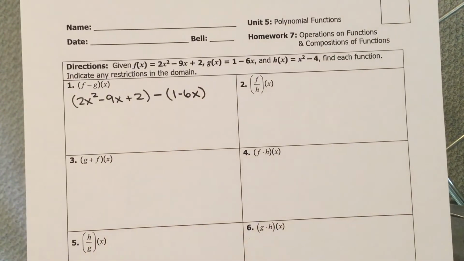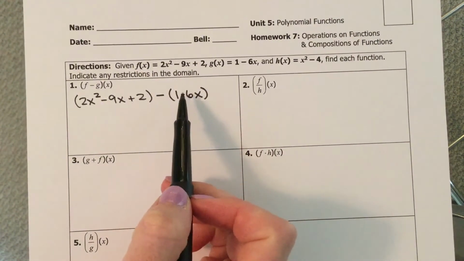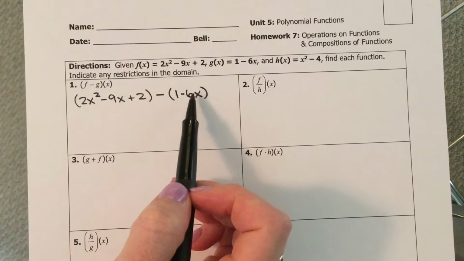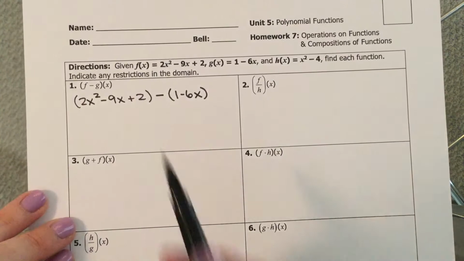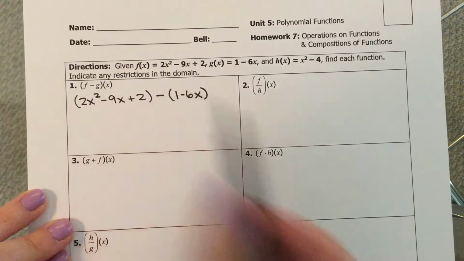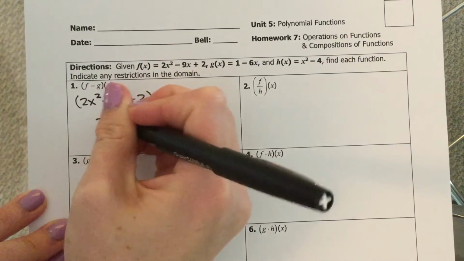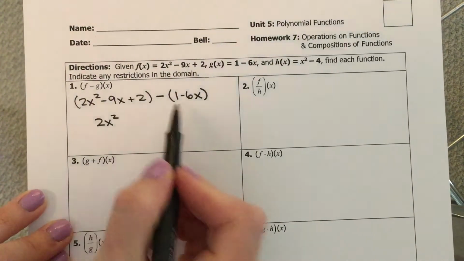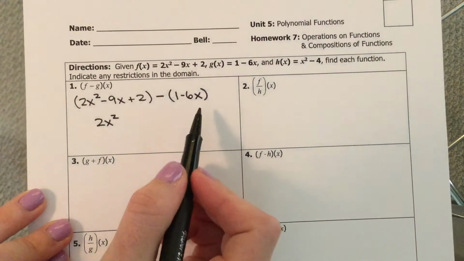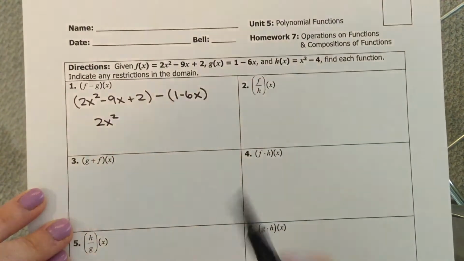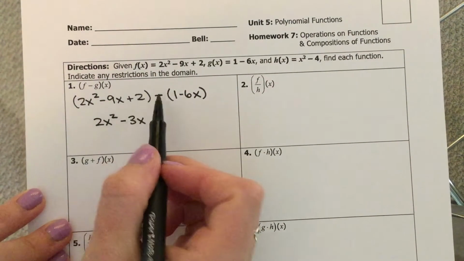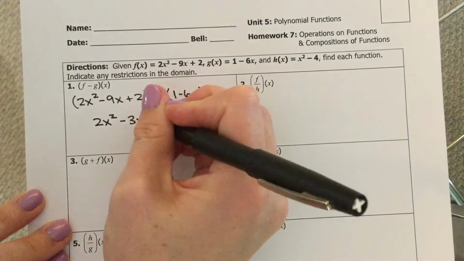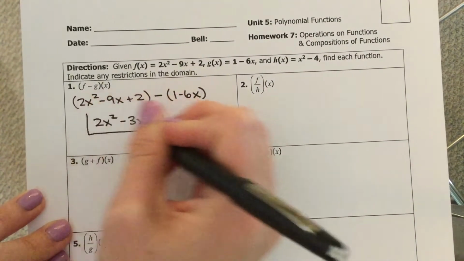All right, so this combines like terms. Be super careful with the fact that you have subtraction for both of these terms. So you're subtracting the 1 and you're subtracting the negative 6x, which means you actually end up adding 6x. So 2x squared minus, there's nothing over here, so that just makes it a 2x squared. Negative 9x minus negative 6x would be negative 9x plus 6x, which ends up being a negative 3x. And 2 minus 1, of course, ends up being 1.